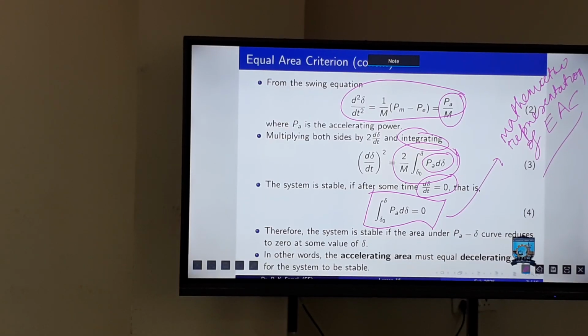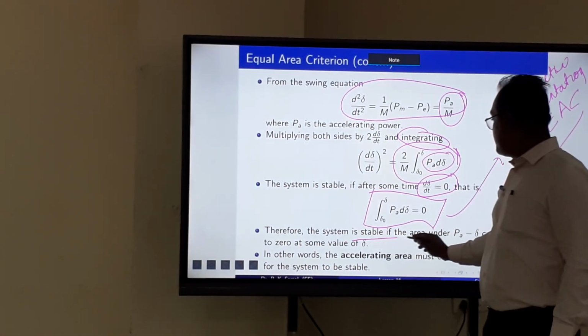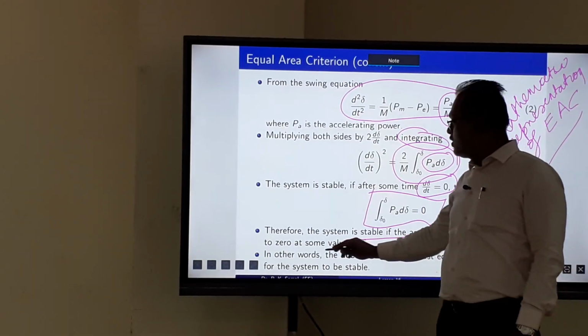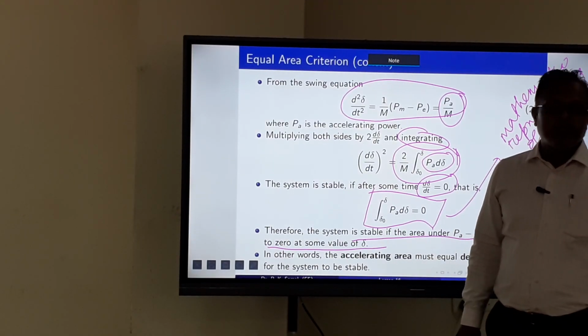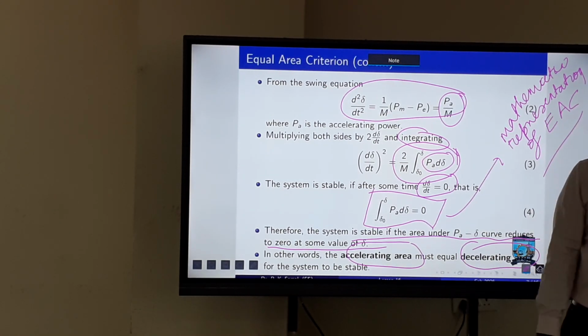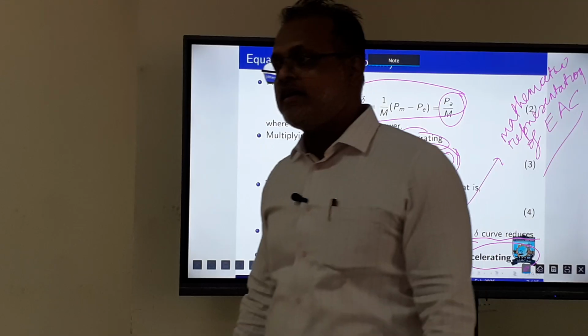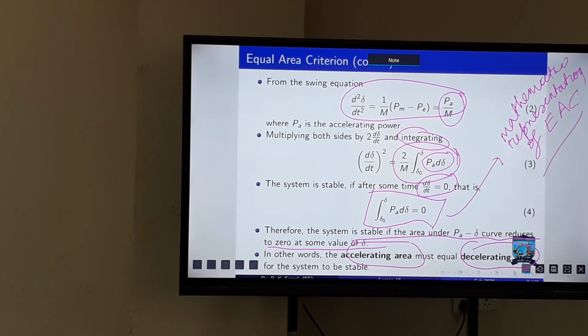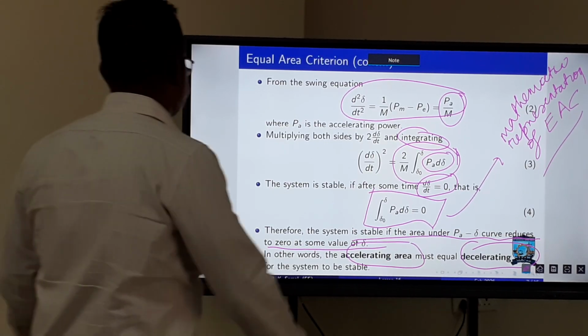So it means that the system is stable if the area under the Pa-delta curve reduces to 0 at some value of delta. And it simply means the accelerating area must be equal to the decelerating area. So equal area criterion says the accelerating area must be equal to decelerating area. Whenever you have a problem with equal area criterion, either here or in GATE exam or any other competitive exam or engineering services exam, always remember that you have to simply equate the areas. That's it. And you have to find out delta. Area you can easily calculate. It's simply the integral from the initial point to the final point of the equation with respect to the variable. That's it.